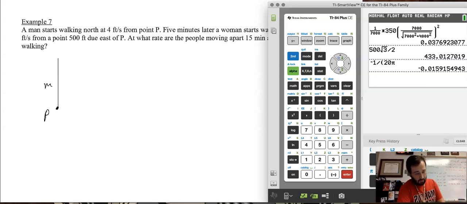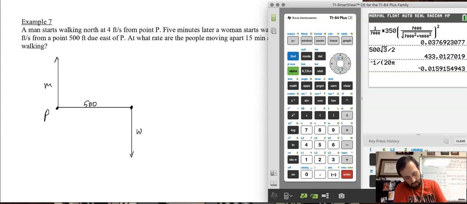5 minutes later, a woman starts walking south at a rate of 5 feet per second from a point 500 feet due east of P. So if I'm due east, that just means I'm directly east. Here's a woman that goes due south. There is the woman. Here is the man. This distance is 500. At what rate are the people moving apart 15 minutes after the woman starts walking?